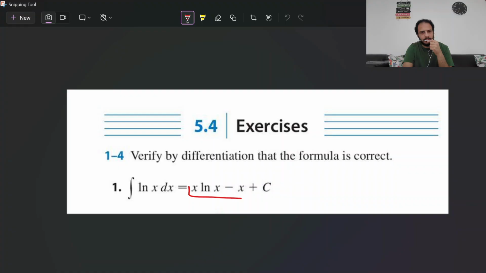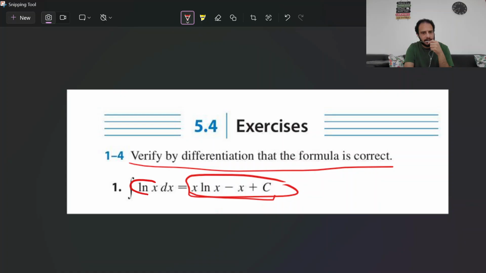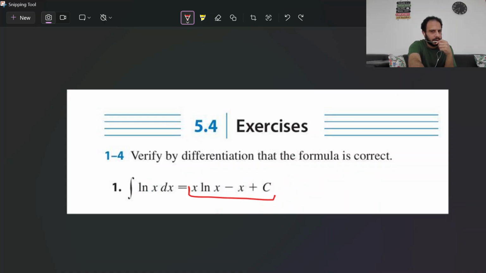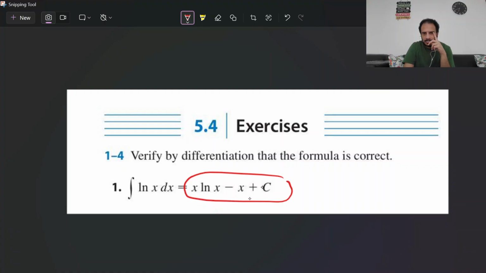Professor, I tried to figure it out, but I didn't find a solution. See, the question tells you what to do: by differentiation. So differentiate the result. If you differentiate the result, what should you get? You get ln x. Do you know how to differentiate the right side? For the first part we use the product rule, right? Yes. x times 1 over x, plus 1 times ln x.